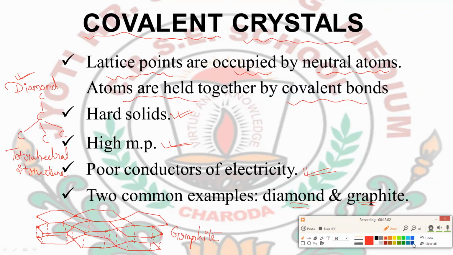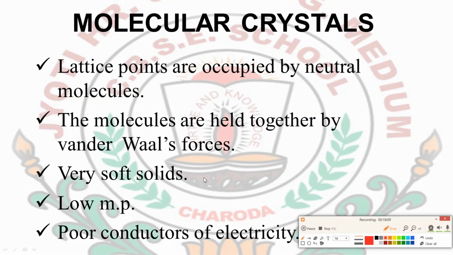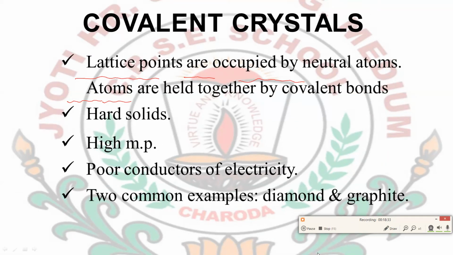Okay, let's move further and see the next type of crystalline structure, which is molecular crystals. Here, in the case of molecular crystals, the lattice points are occupied by neutral molecules. Here the lattice points will be occupied by molecules, not by atoms. But in the last case, as we were seeing, the lattice point was occupied by a neutral atom.